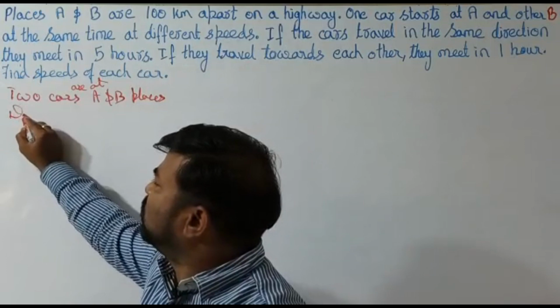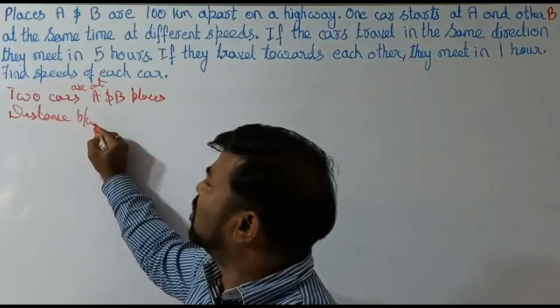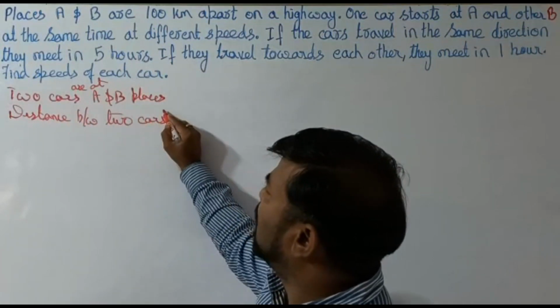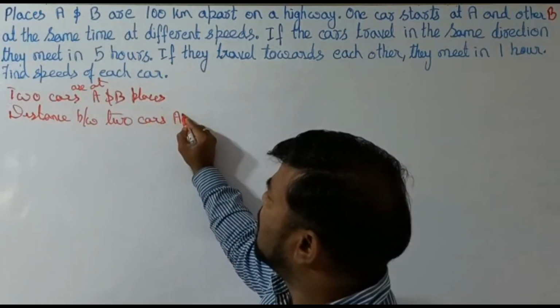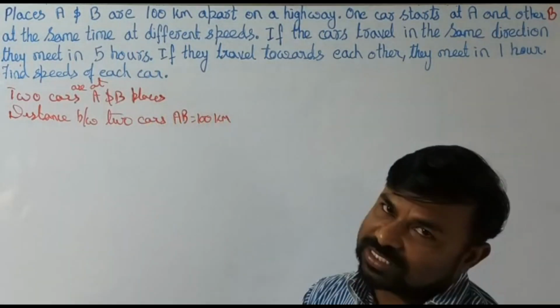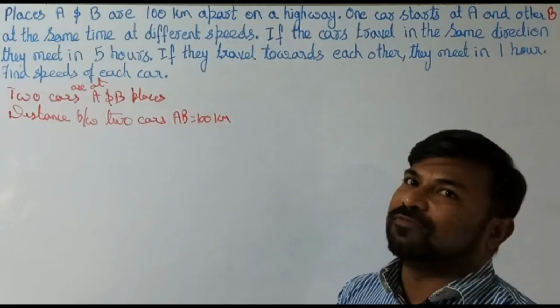Right. The distance between two cars, what is it? It's nothing but AB. The distance AB is equal to 100 kilometers. That's what he said. But we don't know the speed of that. Let's begin.